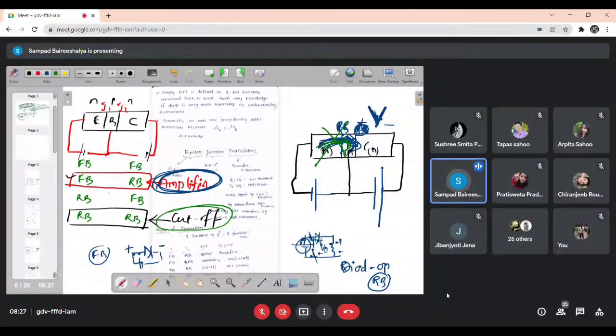So in this manner, of the other two sections, one will behave as an on switch, another will behave as an off switch. Okay.